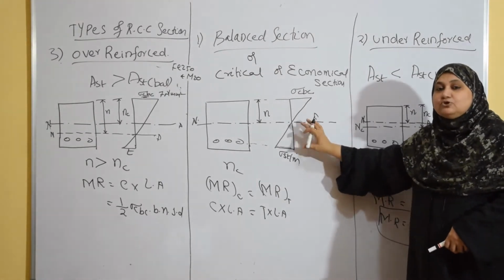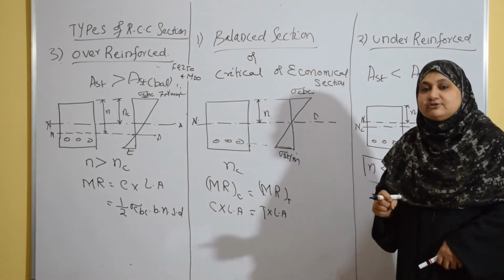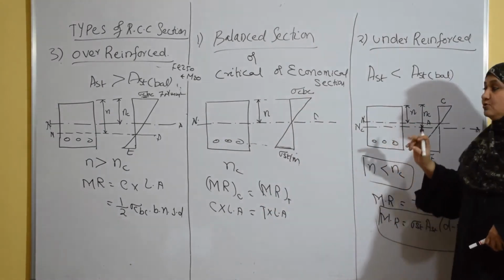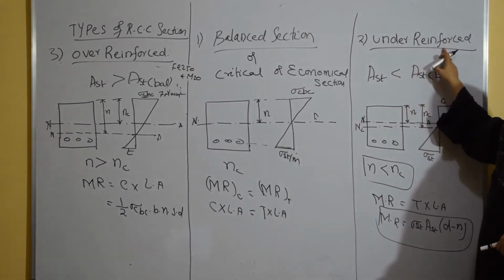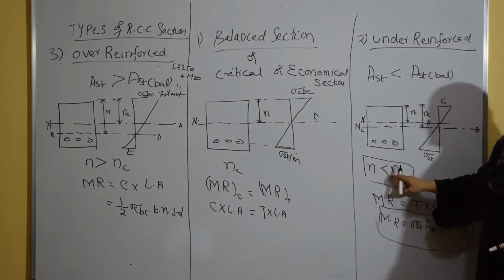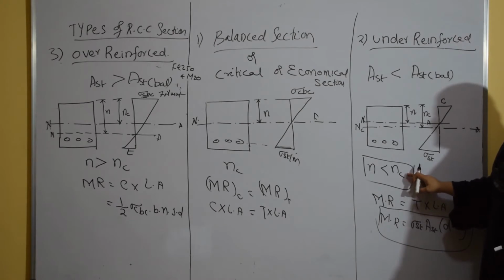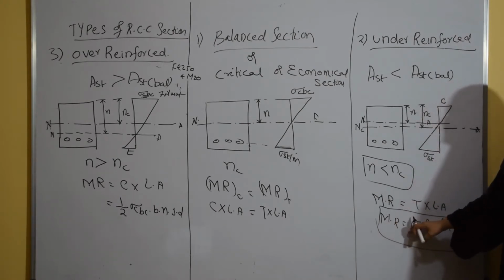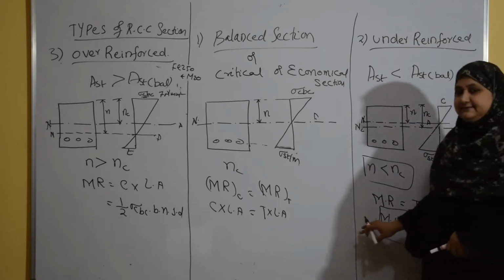Steel is less, so steel reaches its permissible stresses first, and the neutral axis moves into the compression zone. So the neutral axis of an under-reinforced beam will be less than the critical neutral axis, and the moment of resistance has to be found using the tensile stresses because steel is less.